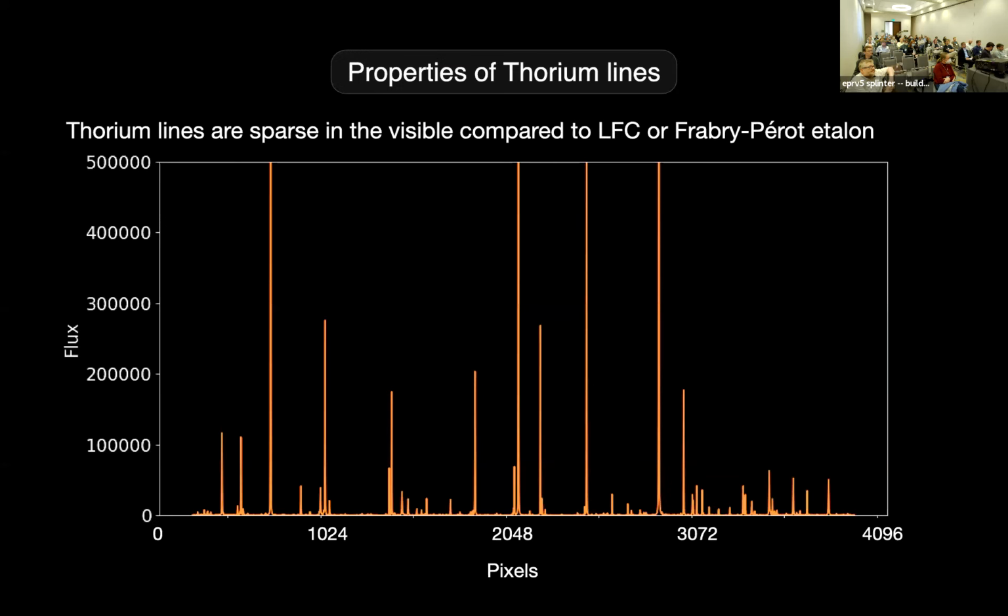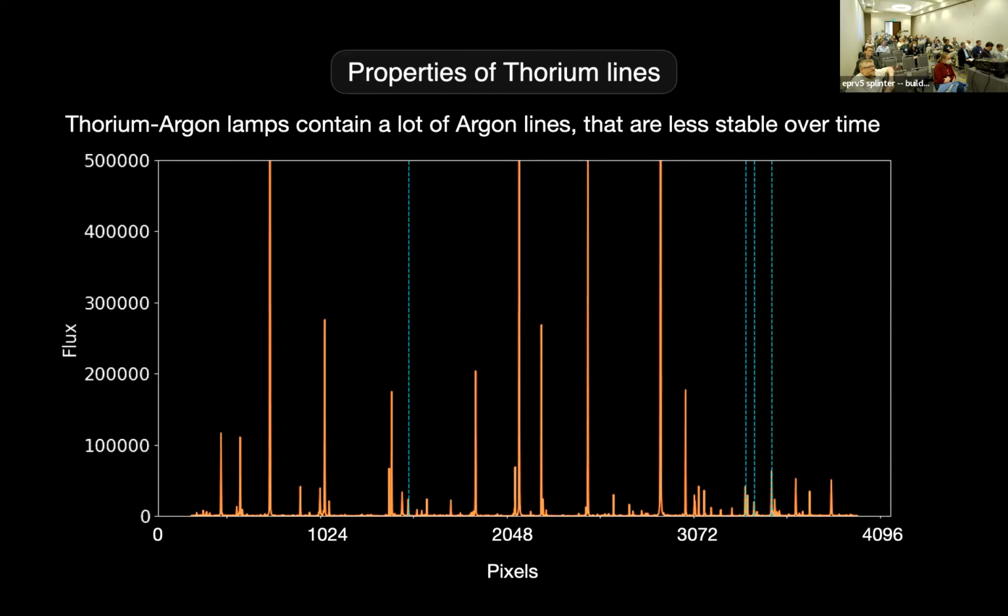This is just to refresh everyone. In the thorium spectrum, you have a few lines per order. It's not an étalon, it's not an LFC. All the lines vary in intensity.